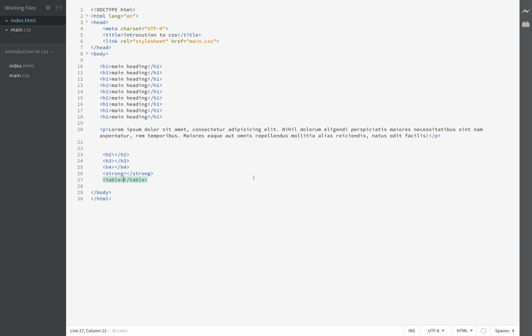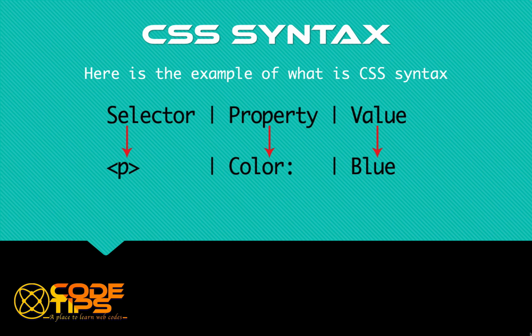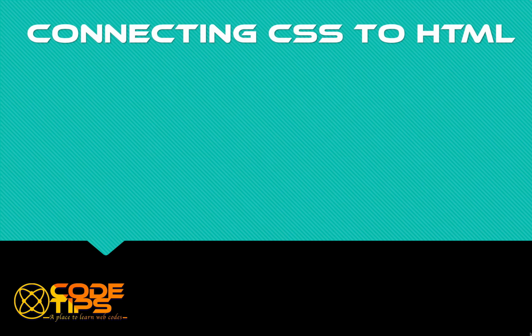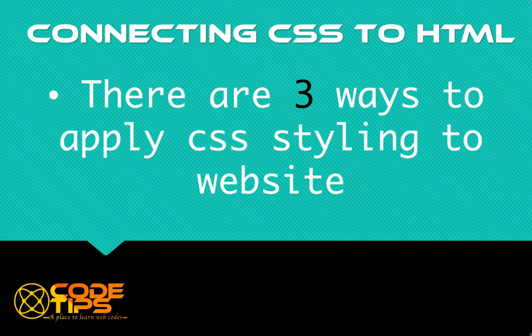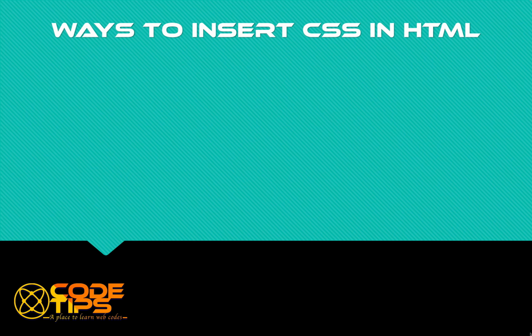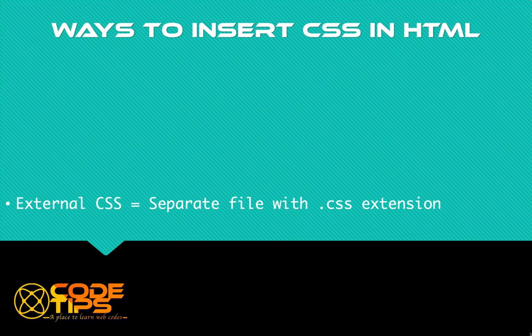Now let's take a look at what we learn next in CSS. I hope the syntax is clear. Now, connecting CSS to HTML. There are 3 ways to apply CSS styling to a website. Let's take a look at all 3 ways. The ways to insert CSS in HTML are: external CSS, which means a separate file with a .css extension, which you saw earlier. We created a main.css file which we linked to our index.html.